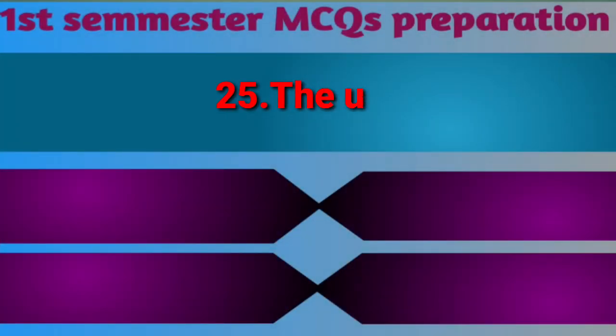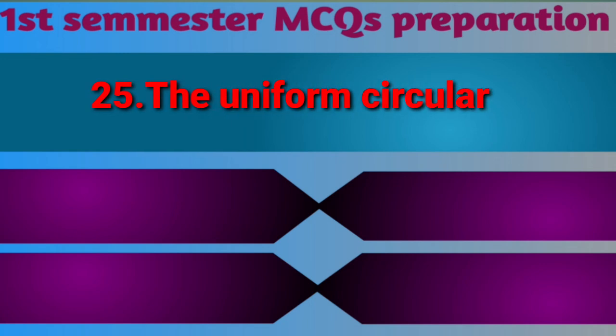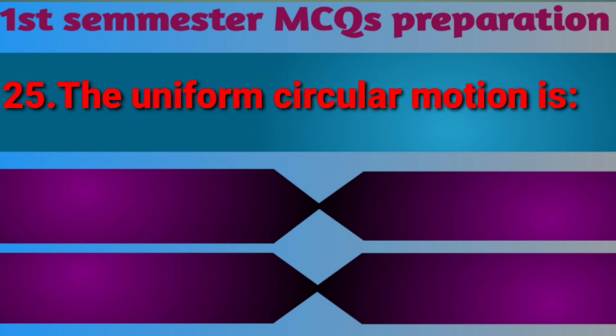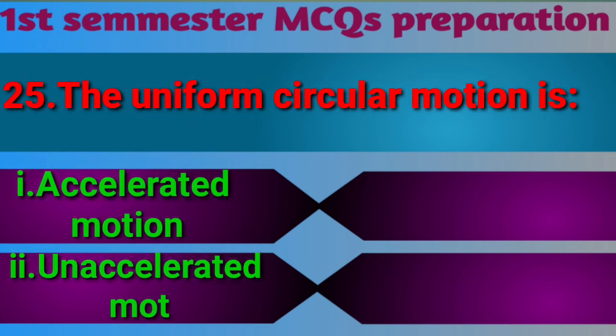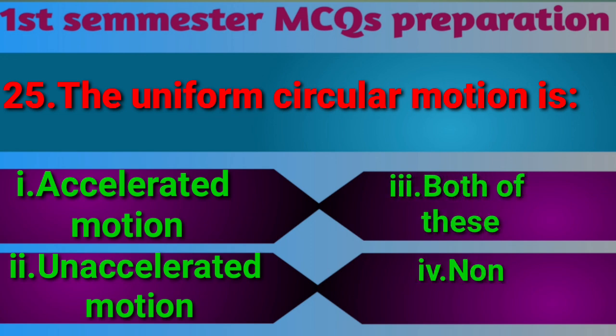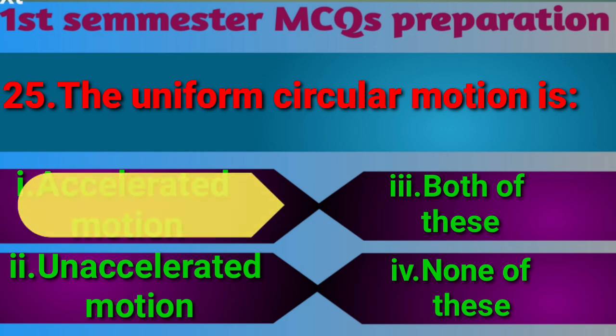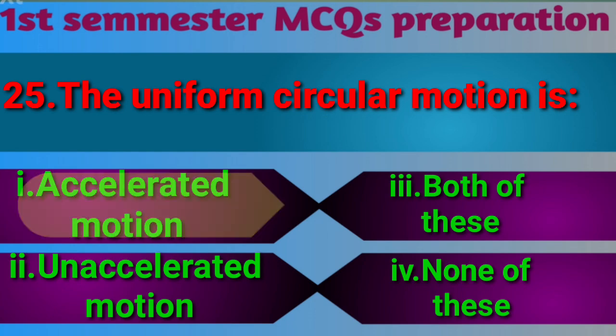Moving to the next question, that is question number 25. The uniform circular motion is. The options are accelerated motion, unaccelerated motion, both of these, or none of these. Here we have the term uniform circular motion, that is its speed remains constant but the direction changes, so velocity also changes, and so it will be an accelerated motion. That is option number 1, accelerated motion.